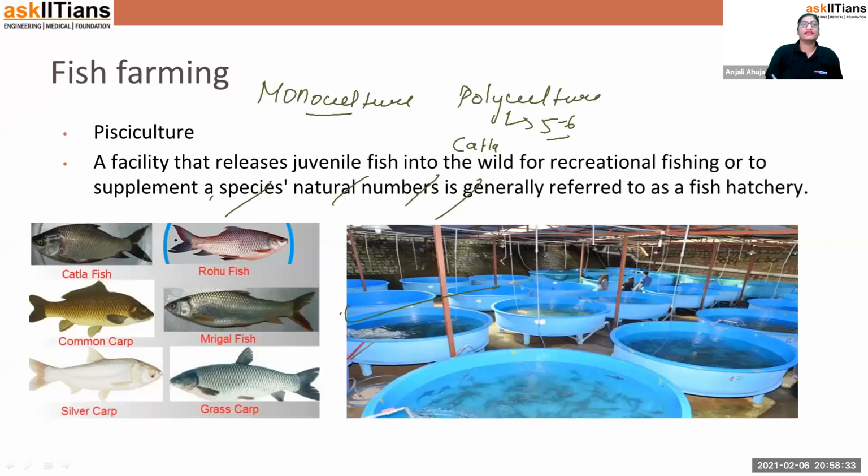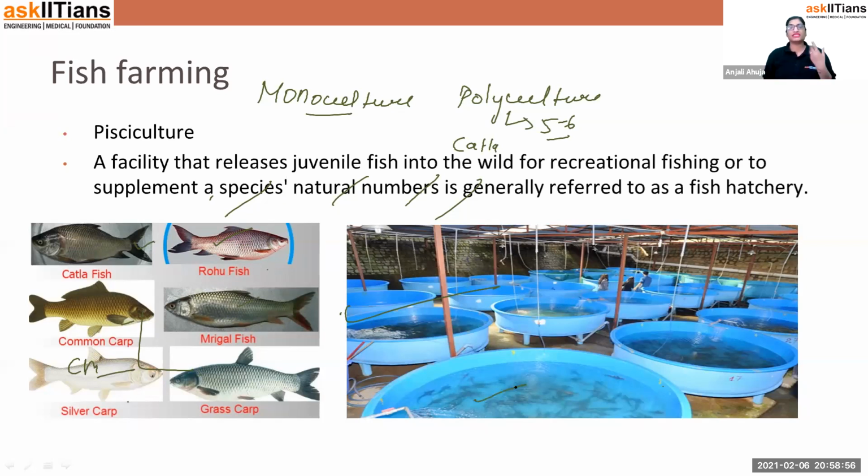So basically, that is an example of polyculture. We also call it composite fish culture. In this example, we are growing five to six fishes together: rohu, mrigal, grass carp, silver carp. All these carps, like common carp, are Chinese fishes, and three are Indian: katla, mrigal, and rohu.